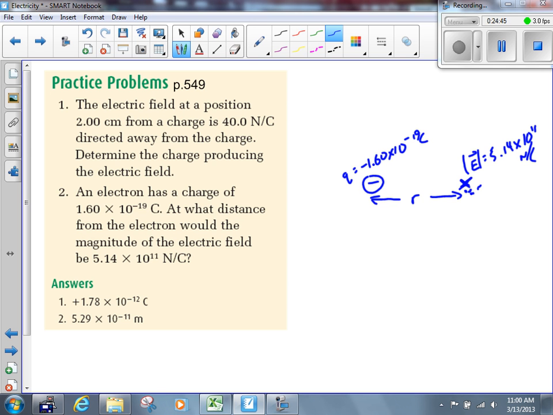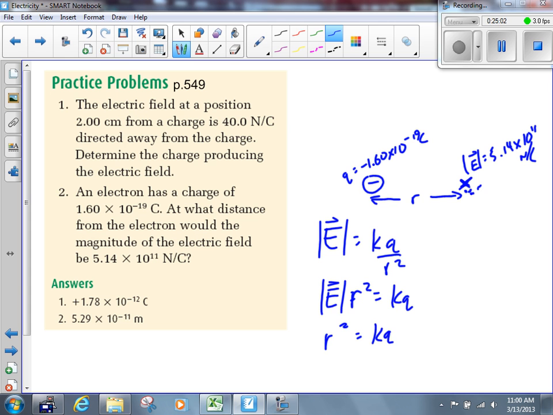So it's a producer. We're going to use the equation E = KQ over R squared, and then we're going to rearrange that and solve for R. The R squared goes up by multiplying, and then the E is going to go down by dividing. How am I going to get rid of that square? What do you do to get rid of a square on the left side? Square root it. So if we square root R squared, we get R. If we square root this, we get that. I think when we do the math there, we end up getting 5.29 times 10 to the minus 11 meters.